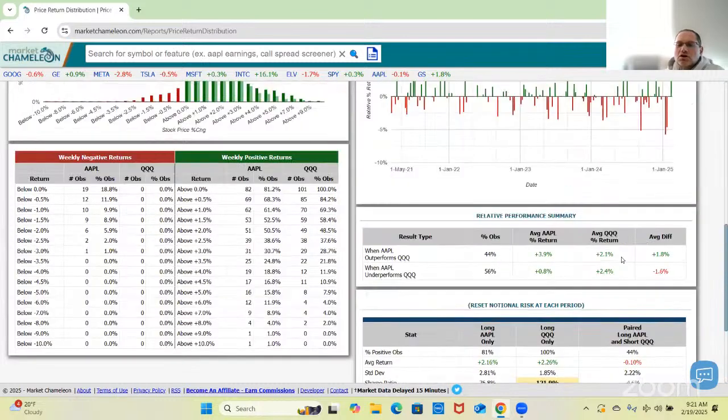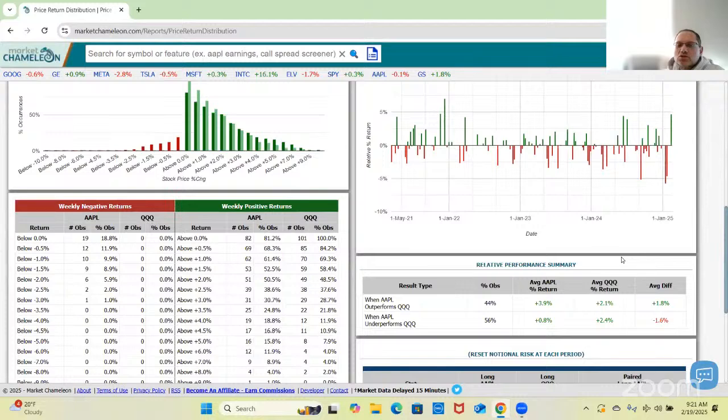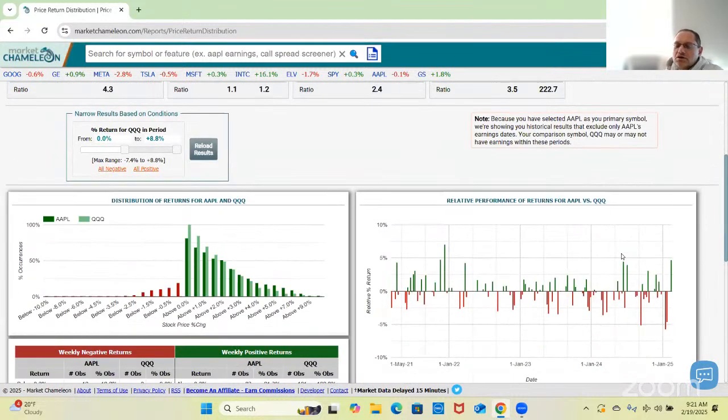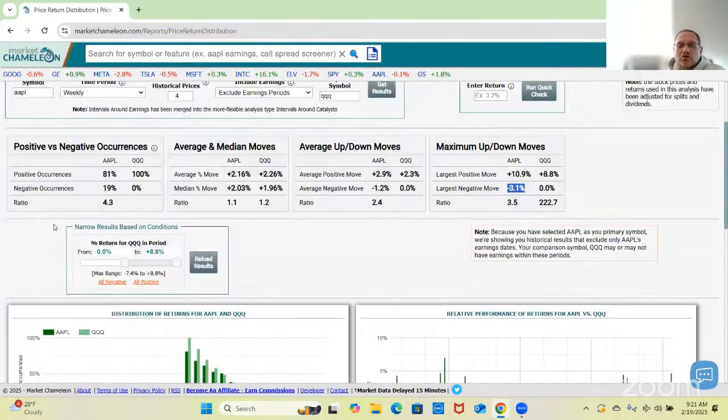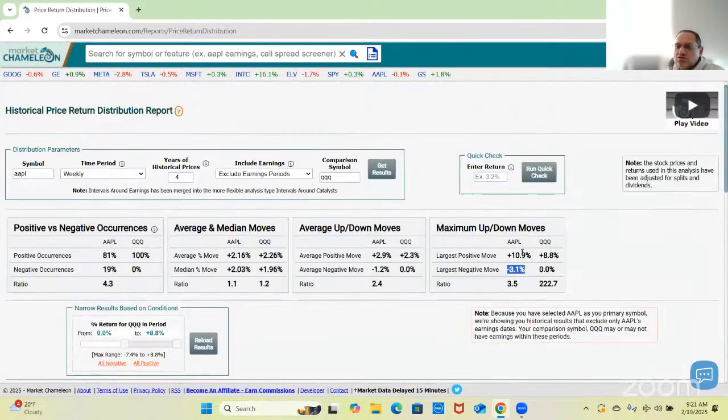Okay. So that's a quick way to compare these two types of products.